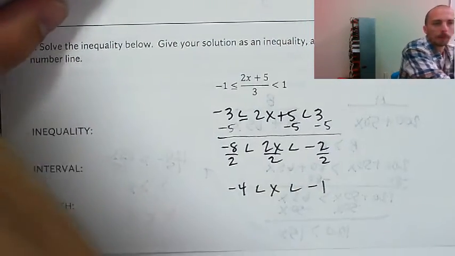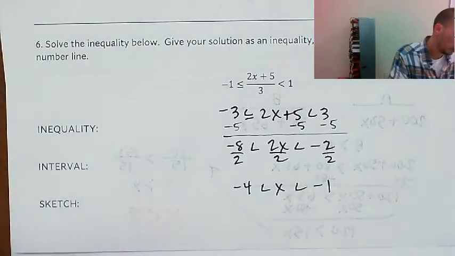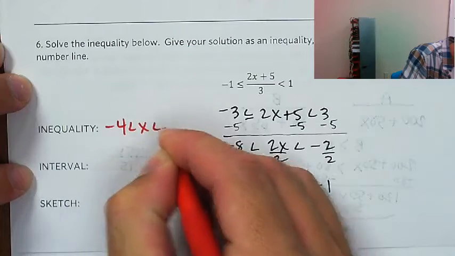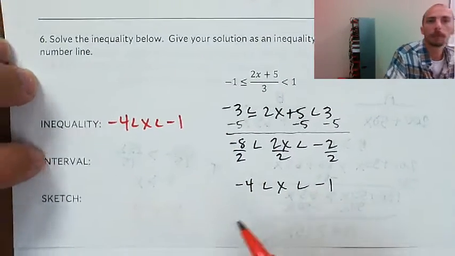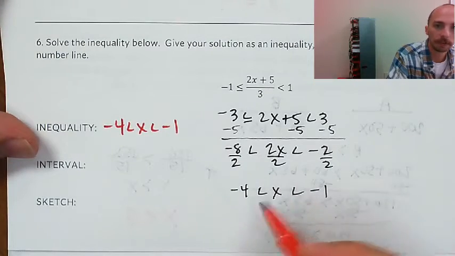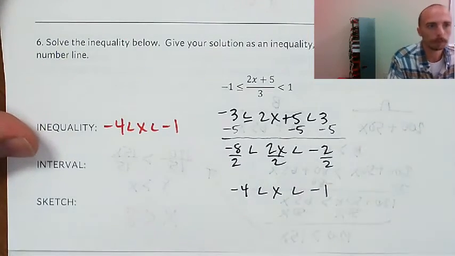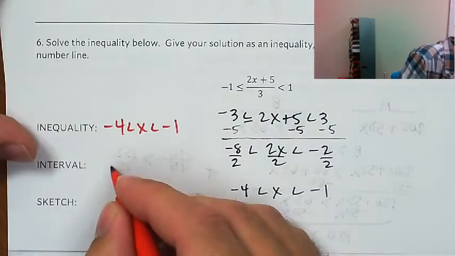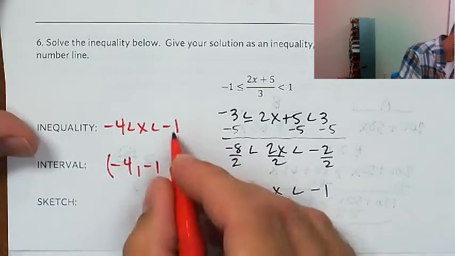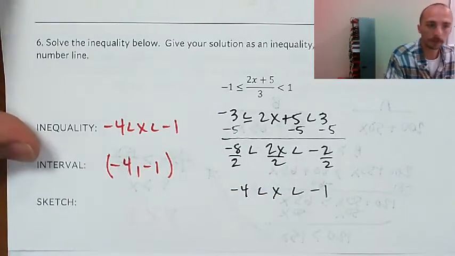Okay, if I was going to write this as an inequality, that would be negative 4 to negative 1, just like we had. An interval is written with parentheses or brackets. I know that these are both strictly less than, so that translates to parentheses in the interval world. So it's going to be negative 4 to negative 1. We're not including negative 4, so it's a parenthesis. We're not including negative 1, so it's another parenthesis.